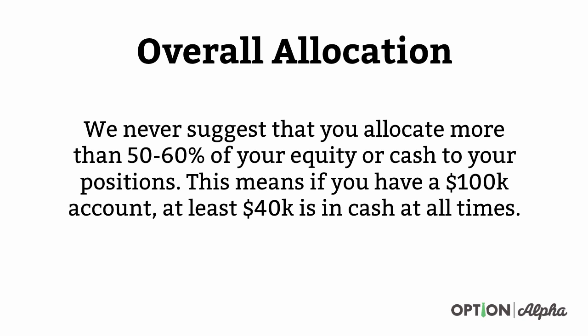Here at Option Alpha, and again, this is different than other people out there, we never suggest that you allocate more than 50 to 60% of your equity or cash to your positions. This means that if you have $100,000 in an account, at least $40,000 of that is in cash at all times. That might sound a little weird to some of you initially, but remember, our goal is to make a larger return on that 50 to 60% of our equity that's invested in options, but still have some cash in the bank to help buffer some of our positions. And we'll go through why we do that.